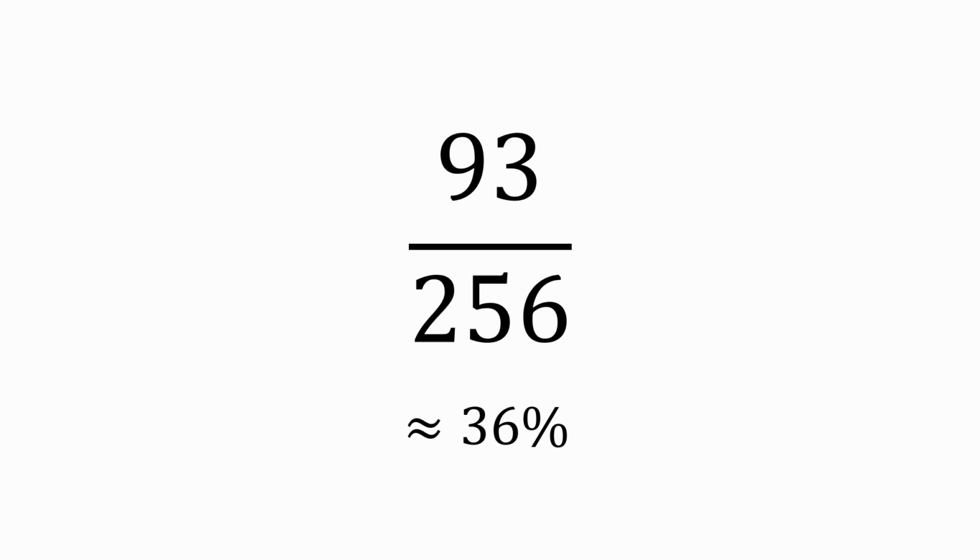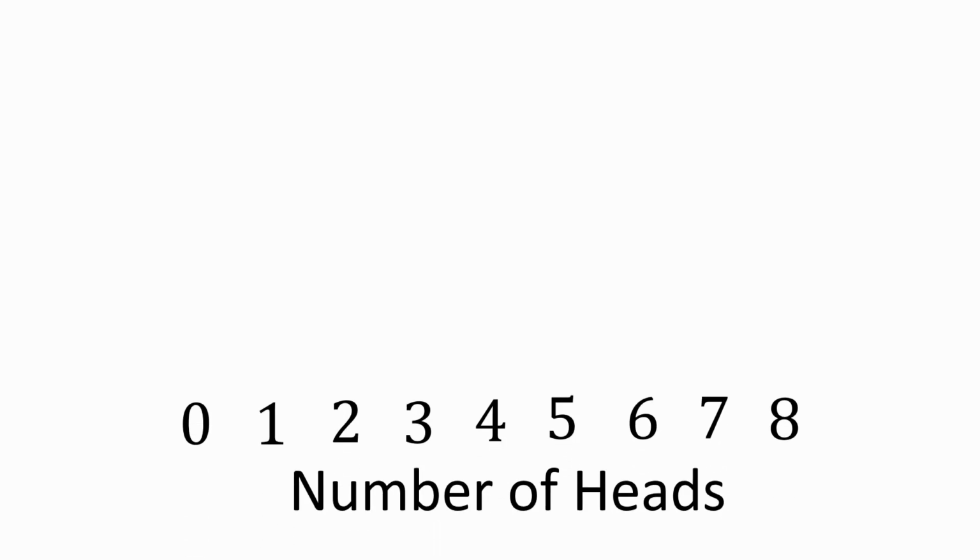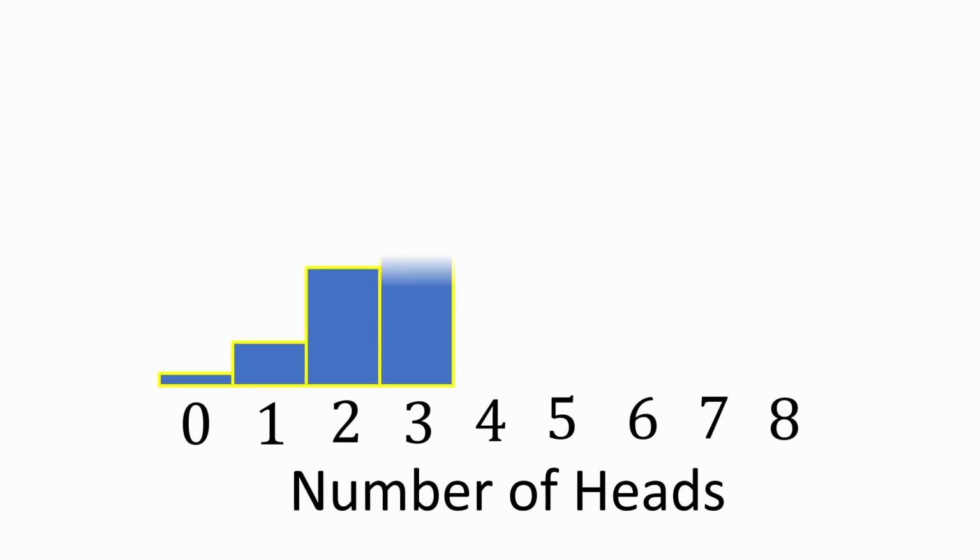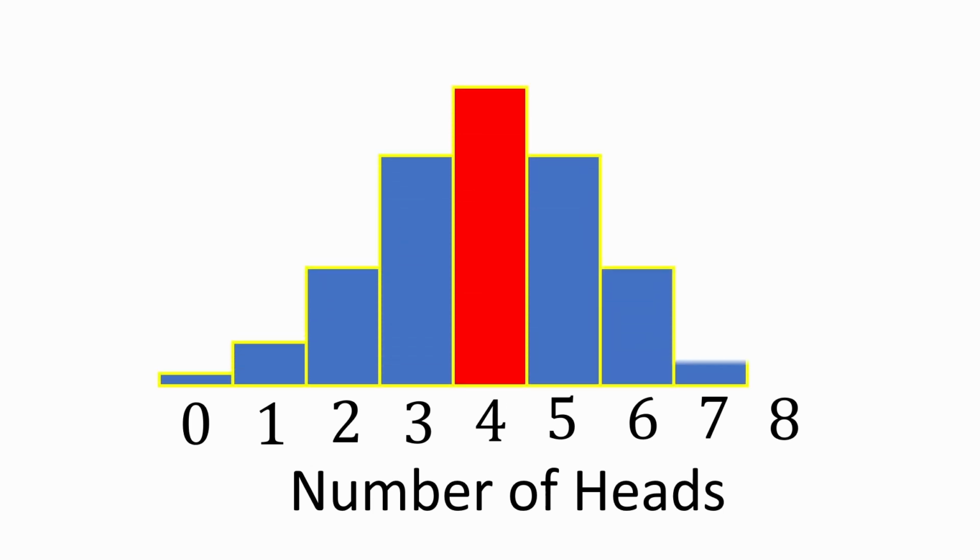But that was somewhat tedious. Can we do this more efficiently? You bet. If we consider the probability distribution for each of the possible outcomes, we would get the following graph. Notice that I colored the 4-head outcome in red. Why? Because that's the only one we need to calculate.